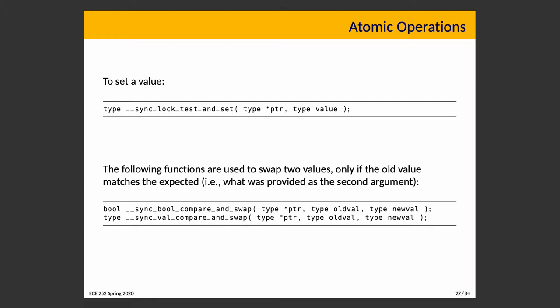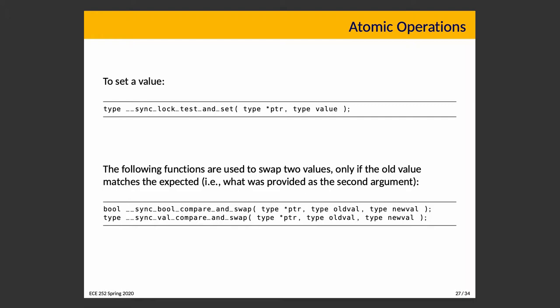The following functions are used to swap 2 values, only if the old value matches the expected, that is, what is provided as the second argument, old val. There's a Boolean version and there's a type version. So sync bool compare and swap, and sync val compare and swap, just to differentiate them. Boolean tells you if you succeeded, val returns the old value if you cared. In this case, you take as your arguments the thing that you want to change, the old value, that's the expected value, and the new value, that is the next value.